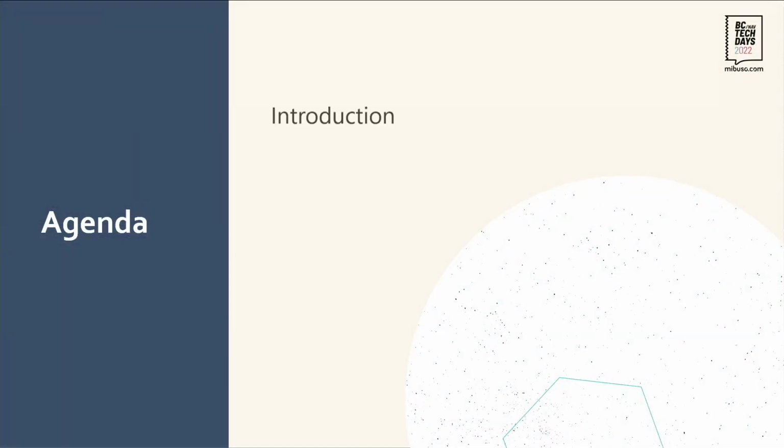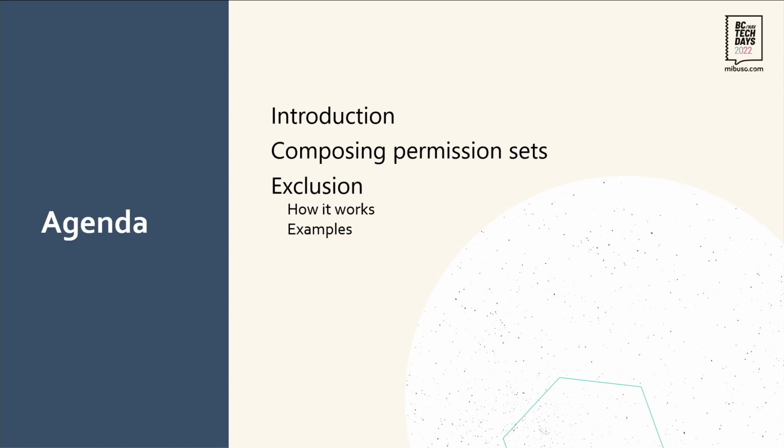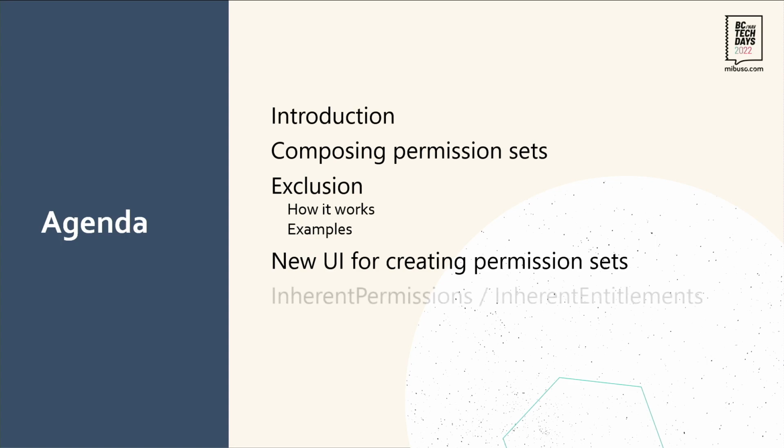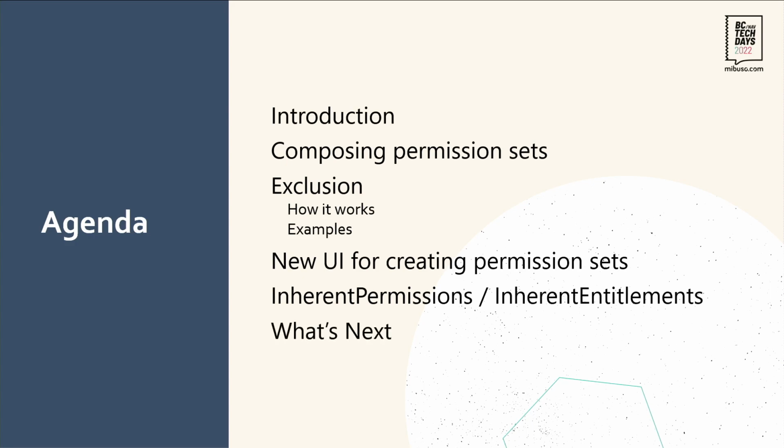Onto the agenda. We'll give an introduction about the permission system, and then we'll get into composing permission sets and talking about the new exclusion of permission sets and permissions, how it works, and give you examples of how to use it. We'll go over the new UI for creating permission sets, talk about the inherent permissions and inherent entitlements properties, and then talk about what's coming next. So I'll hand it off to Jens to talk about the introduction.